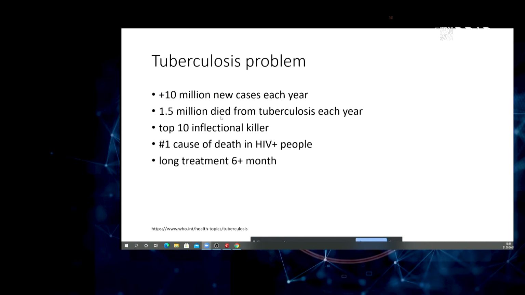Tuberculosis is still actual nowadays. Every year, nearly 10 million people fall ill with it, and about 1.5 million die from it each year. It is a top 10 infectious killer. Usually it takes much time to treat it, at least 6 months, and if the first treatment failed, the recurrent case will likely be drug resistant.